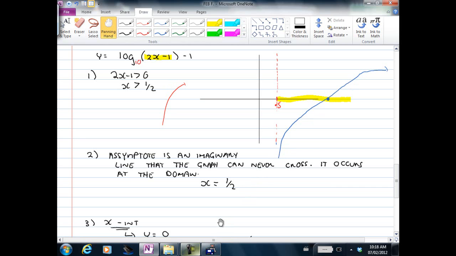So that blue dot is 5.5? Yep, that blue dot's 5.5. Again, because I'm playing the guessing game. Okay, I'm just drawing a nice quick sketch because I just want to see quickly what the graph looks like.